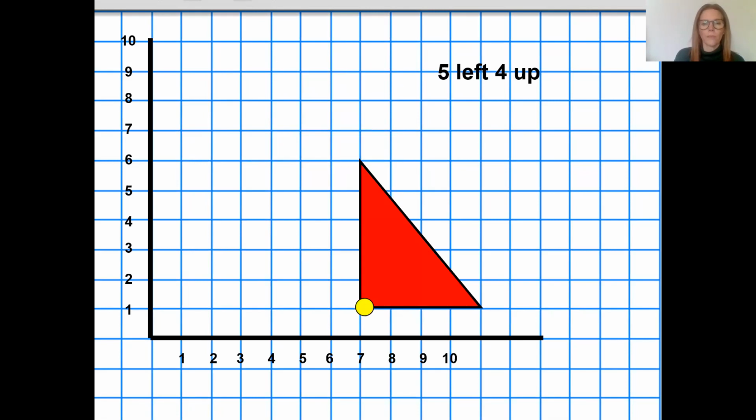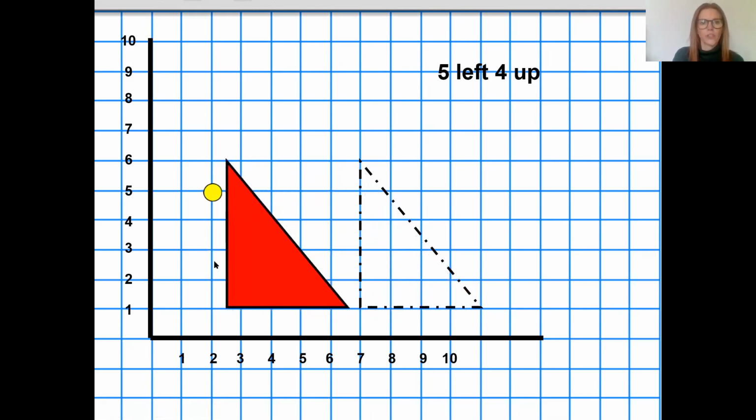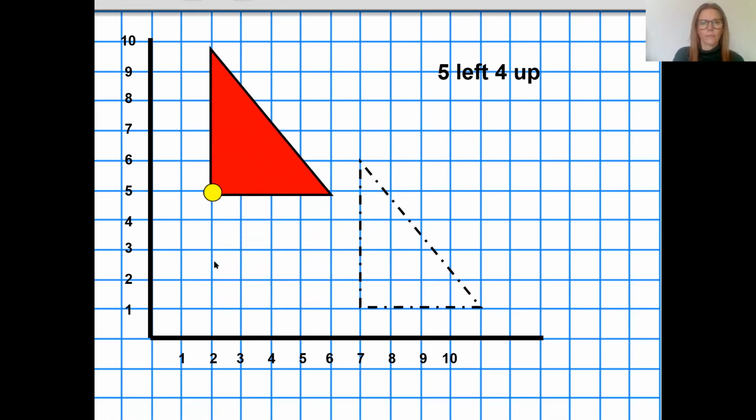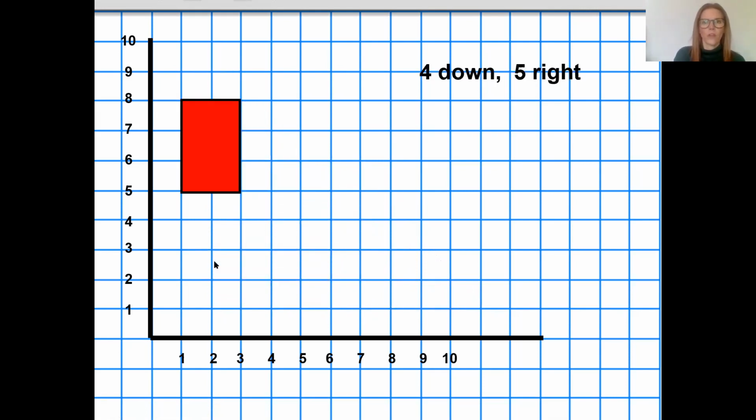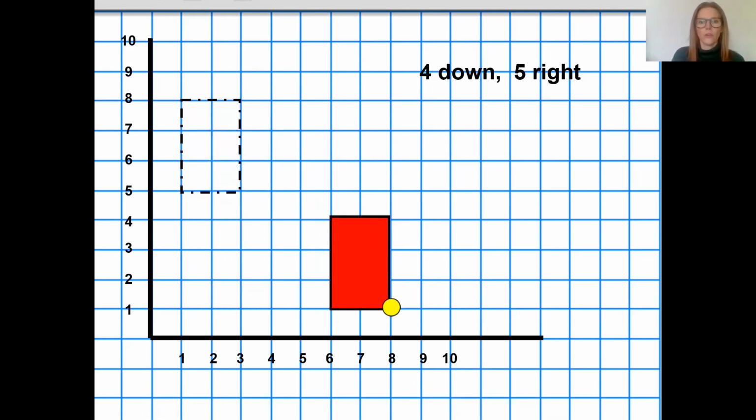So a few more examples for you. This time 5 left, 4 up. So again, 5 left, 1, 2, 3, 4, 5, 4 up, 1, 2, 3, 4. And then we translate it to its new position. Okay, another one, 4 down, 5 right. 4 down would be here, 1, 2, 3, 4, 5 right, 1, 2, 3, 4, 5. And then we move the shape or draw the shape in its new position.